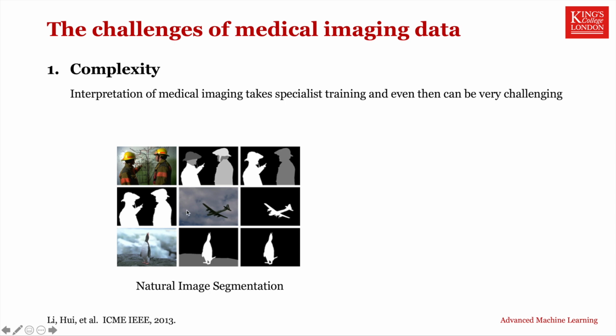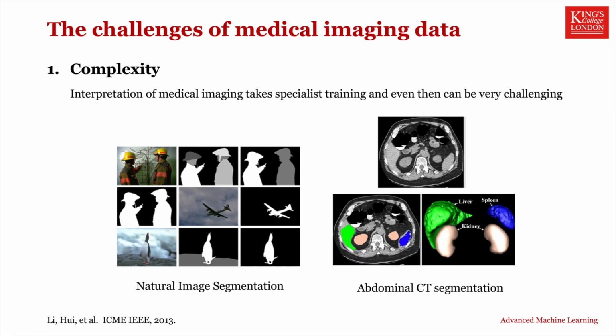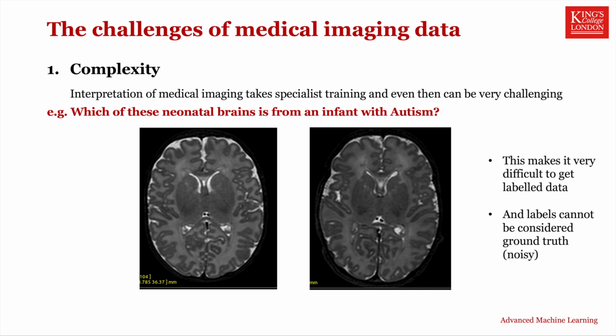One might have no problems pointing out an aeroplane or a penguin, but can anyone tell me which objects in this CT image represent the liver, spleen, or kidneys? Let alone decide whether they're healthy or diseased. In this example, one of these images represents a brain scan of an infant who went on to be diagnosed with autism at 4 years old. Can you tell which it is?